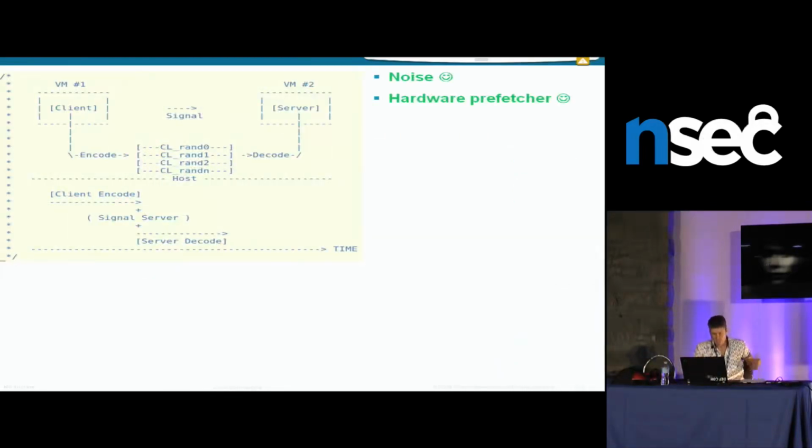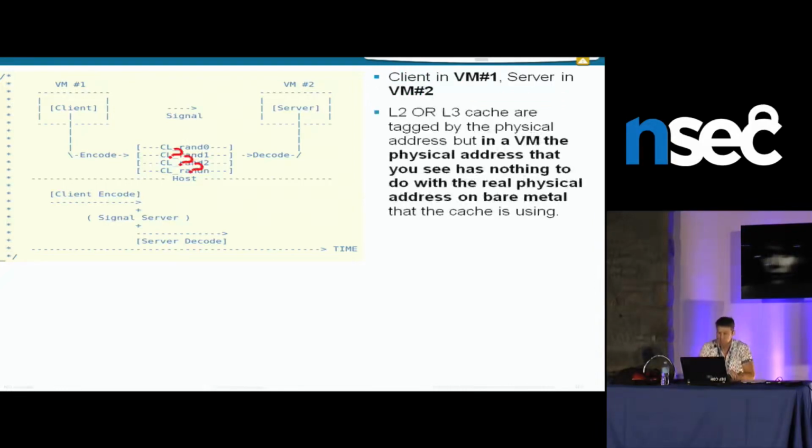All right, so now that you understand the noise, we know what it is, you know what the hardware prefetcher is, let's go back to our original test program, but this time we put the client and the server in different VMs. And then I realized that there is another problem. The cache lines that we were using before to do modulation in L2 or in L3 are tagged by the physical address.